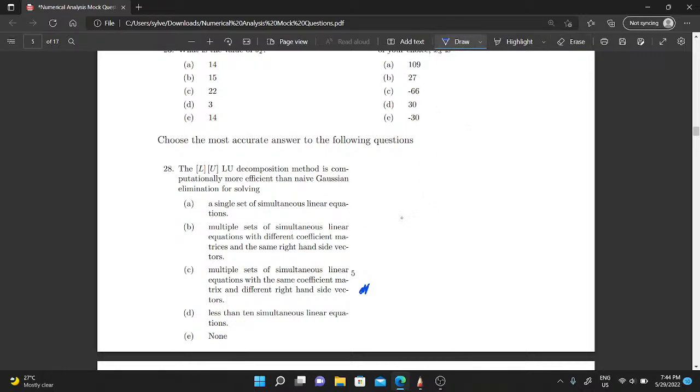Okay, sure. So let's go over why it is true. A is equal to LU in LU decomposition, and AX is equal to B can be written as LUX is equal to B. So this is LU, this is naive Gaussian.